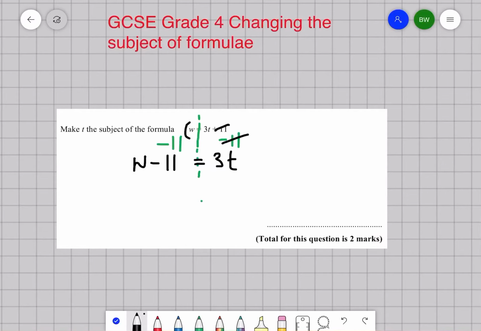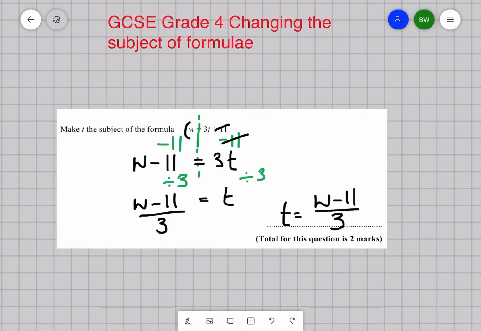And I need to get from 3t to t. So to get from 3t to t, I divide by 3. So I'd also have to divide this side by 3, which would leave me with w minus 11 all over 3. And I can leave it like that.